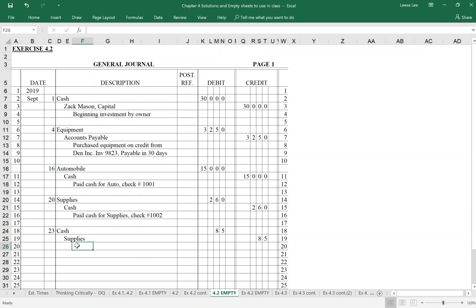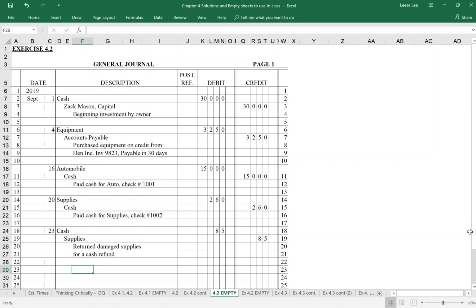And a notation. Returned damaged supplies for a cash refund. They didn't tell us who, but that's okay.